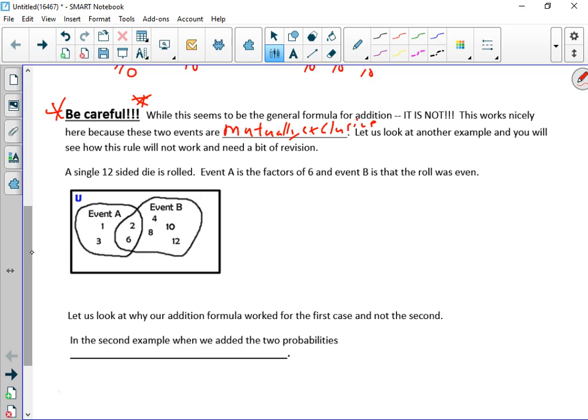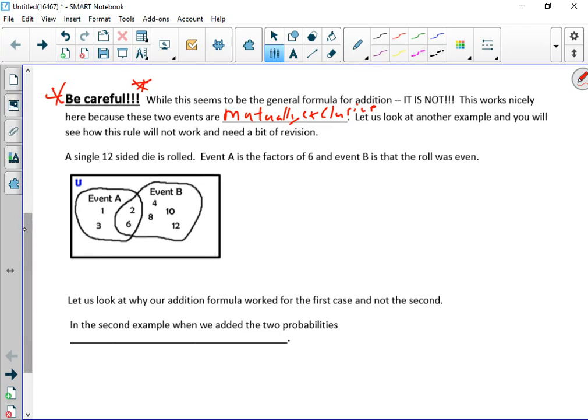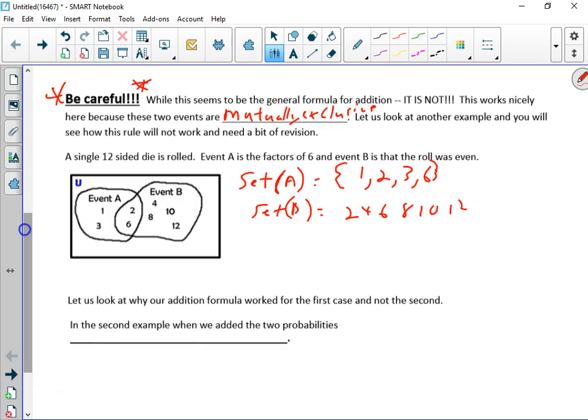So, let's look at another example, and you'll see how this rule will not work and needs a bit of revision. A single 12-sided die is rolled. Event A is a factor of 6. B is even. So, set A: factors of 6 would be 1, 2, 3, and 6. Set B is evens: 2, 4, 6, 8, 10, 12.